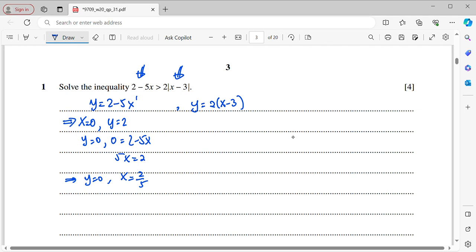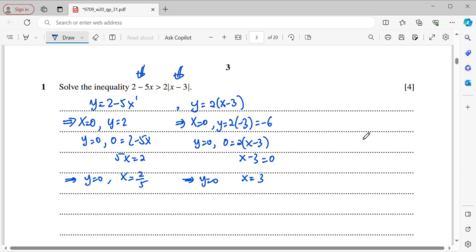Now, same goes for y equals 2 times x minus 3. When x equals 0, y is 2 times minus 3, which is minus 6. And when y equals 0, we get 0 equals 2 times x minus 3. Therefore, x minus 3 equals 0, hence x equals 3. So these are the other 2 points. Now I will mark these 4 points on the same diagram.